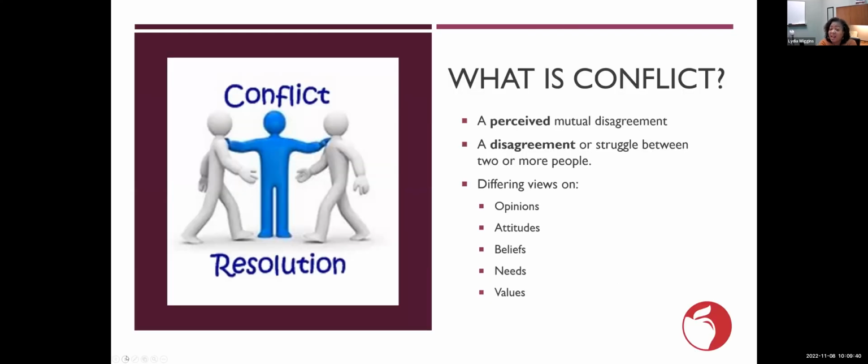And so what is conflict? It is a perceived disagreement that hinges on differing views about opinions, attitudes, beliefs, needs, and values. Where would you say that the majority of your conflicts lie? Is that in opinions, attitudes, beliefs, needs, or values? And when we say needs, meaning what you need as a person to feel like you are being received or that people can agree with you.